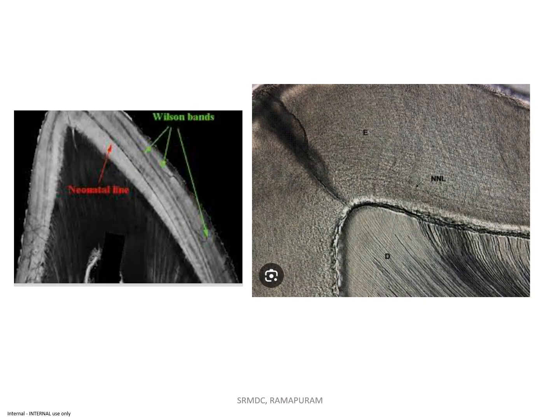And moving on to the neonatal lines. The neonatal lines are more prominent and seen in the deciduous dentition, whereas in case of permanent dentition, the neonatal lines are seen only in the first permanent molars, not in any other teeth.